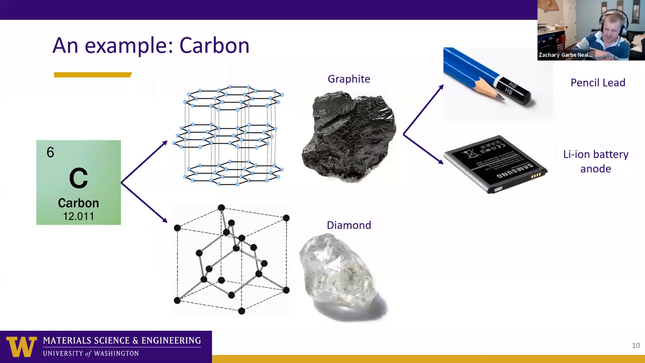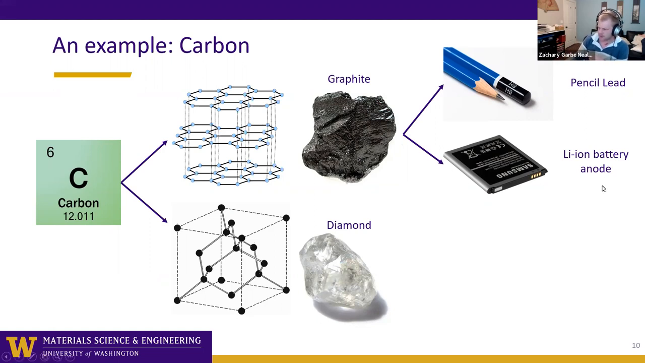That allows the sheets to be peeled off very easily. And that's why it's used as a lubricant. In fact, in many mechanical processes, graphite is added as a lubricant to reduce wear between rubbing surfaces. And for the same reason, in pencil lead, when you put it across a piece of paper, the graphene sheets are flaking off and they remain on the paper.